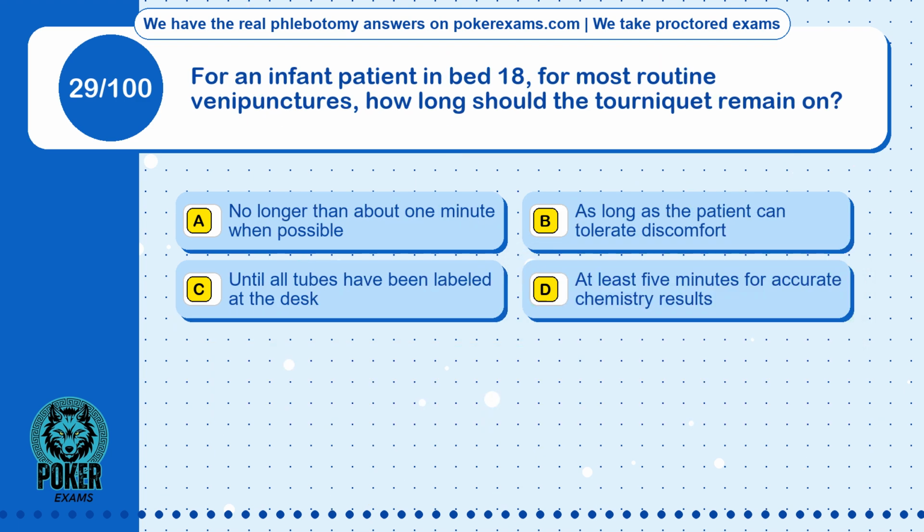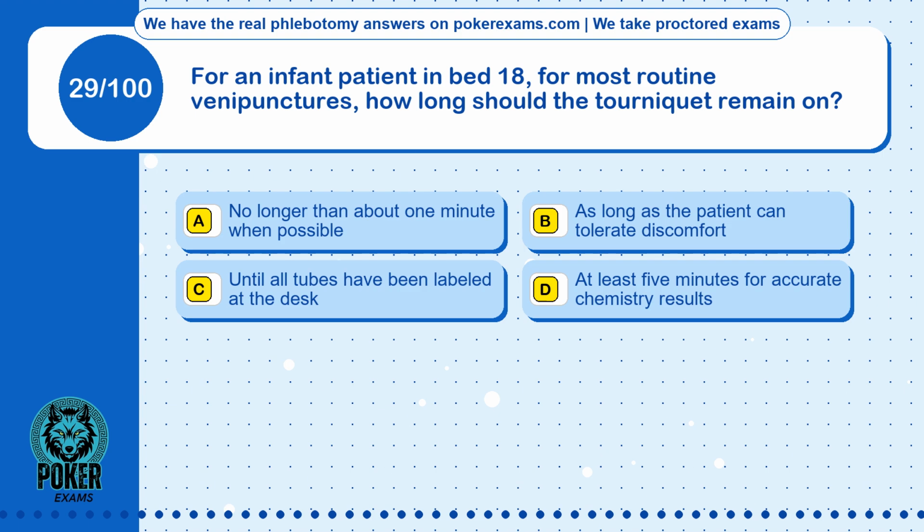Question 29. For an infant patient in bed 18, for most routine venipunctures, how long should the tourniquet remain on? Option A. No longer than about 1 minute when possible. Option B. As long as the patient can tolerate discomfort. Option C. Until all tubes have been labeled at the desk. Option D. At least 5 minutes for accurate chemistry results.